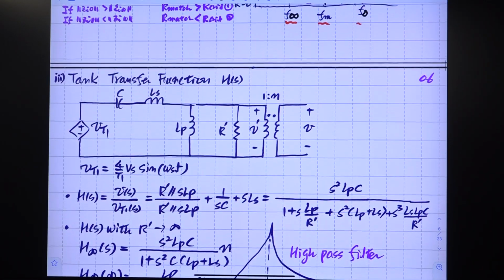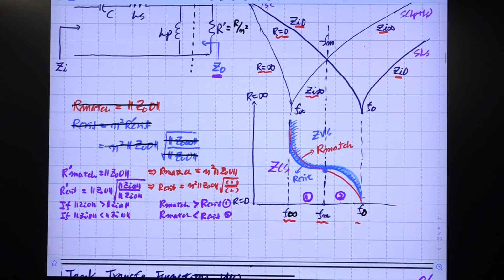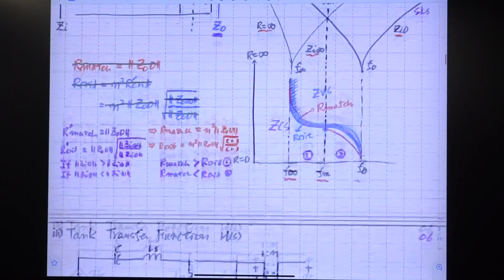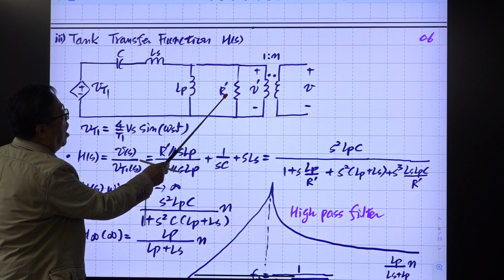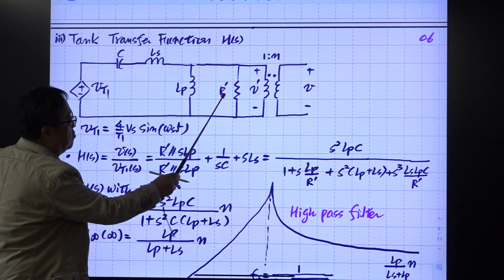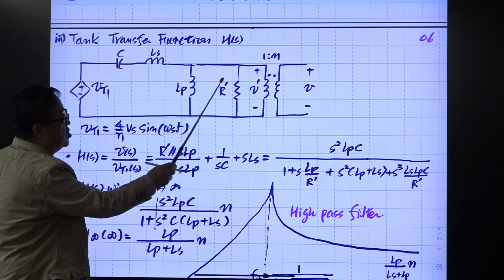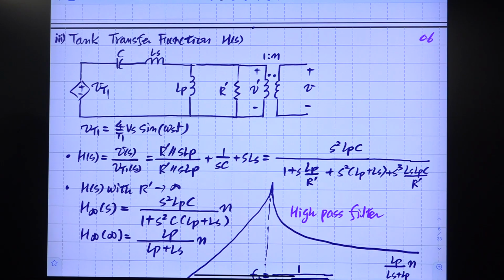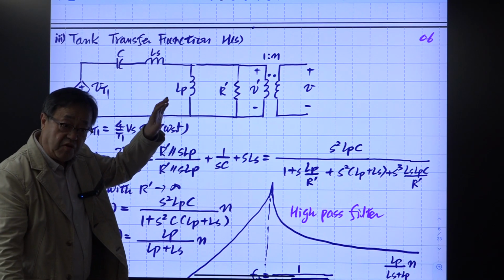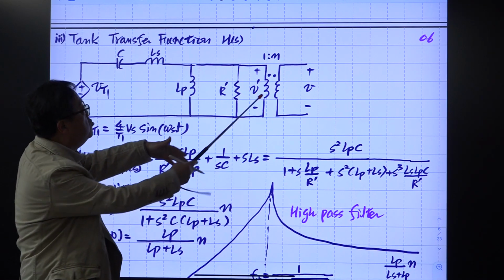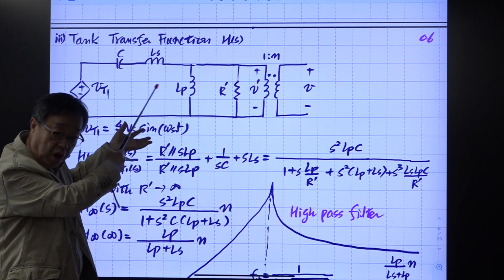First one is this input impedance characteristics, and the other one is the tank transfer function H(s), which is necessary. So we review this. This is the tank circuit. We have a transformer. R is reflected to the primary side, so this appears as R prime, which is R divided by N squared. So this is V and this is I. This is the voltage seen at the secondary side.